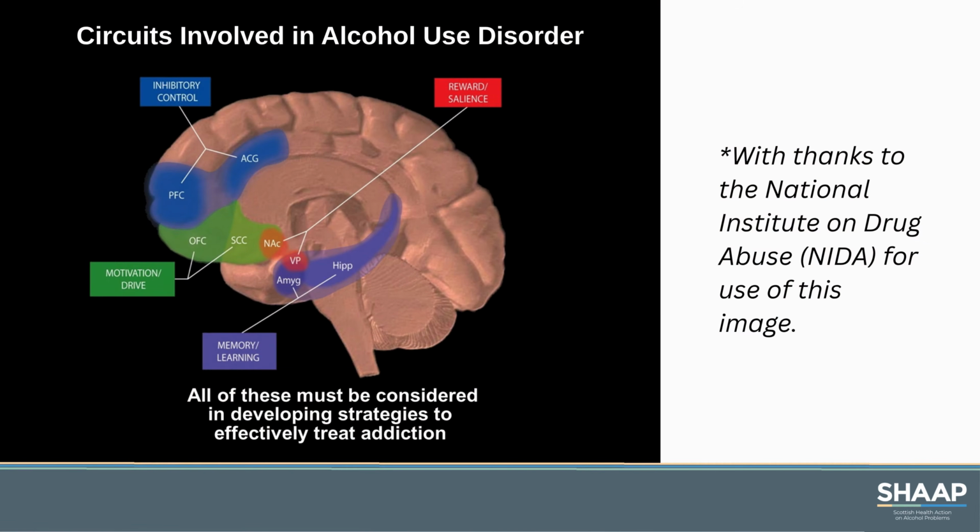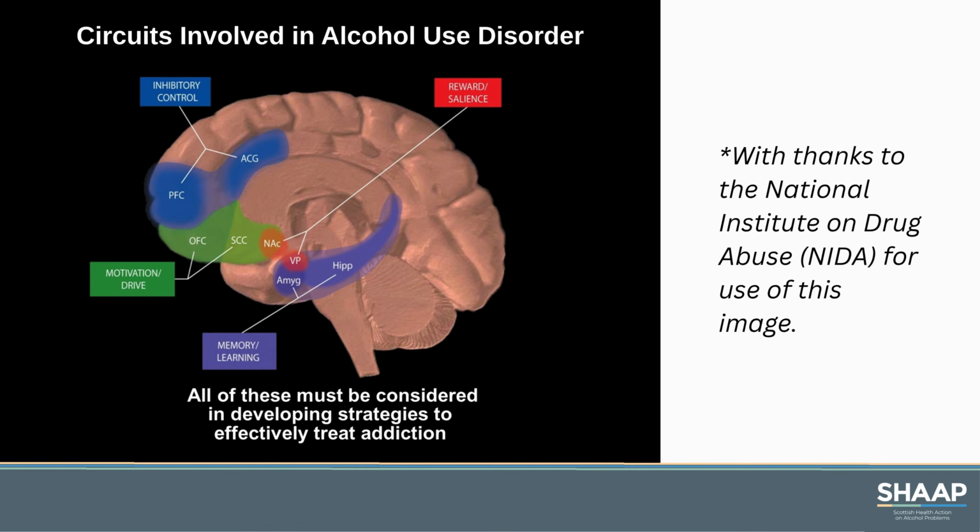But this slide helps us understand that it's a little bit more complicated than just dopamine, and a little bit more complicated than just the reward pathway. So we mentioned the reward pathway, the red area here, deep in the midbrain. And this part of the brain is part of our drive for survival, but also involves reward and salience.